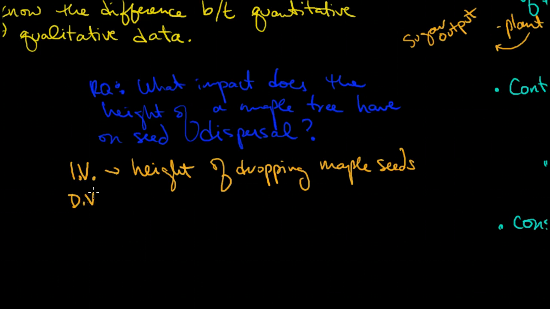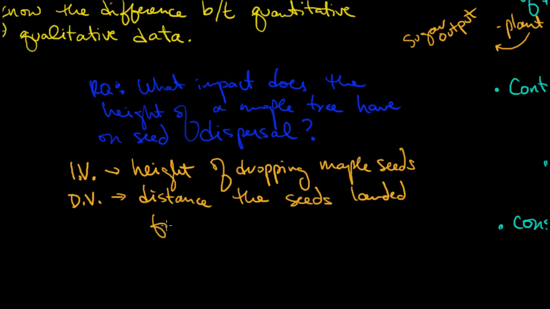My dependent variable is the distance the seeds landed from the drop site. And the units I'm going to use to measure that is probably going to be meters. Okay, notice this metric. That's my IV and my DV. So this is what I'm changing. I'm seeing if when I change the height from which I drop maple seeds, the distance the seeds land changes.